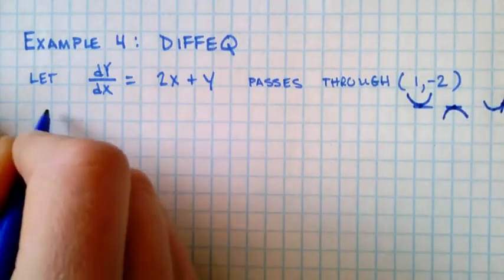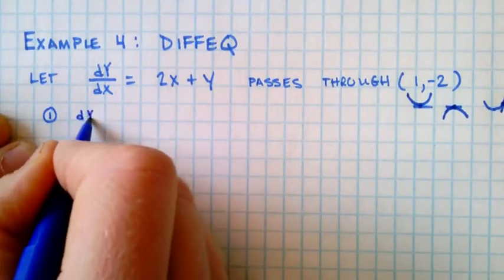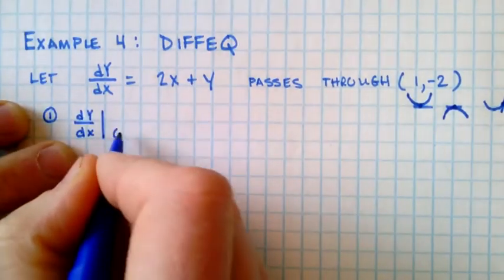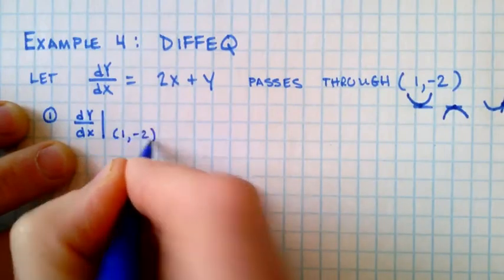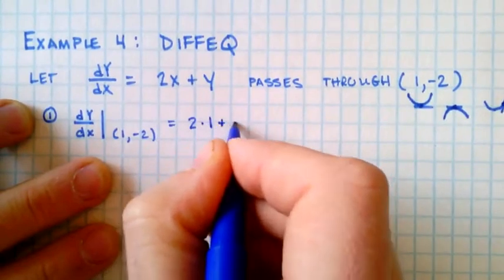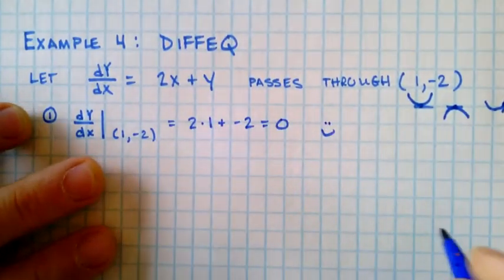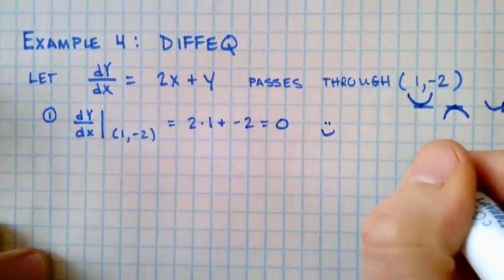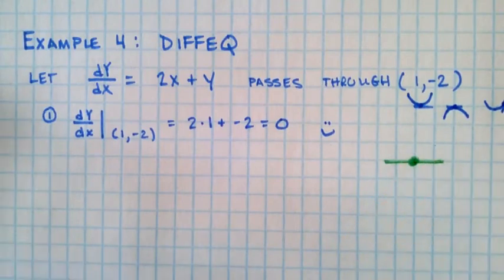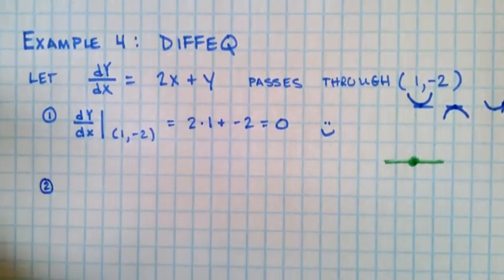Okay, so this is a two-step problem. The first is you need to figure out whether this is in fact a critical point. So I'm going to take the derivative and I'm going to plug 1 comma negative 2 into it, getting 2 times 1 plus negative 2, which is equal to 0, which means, yes, we are dealing with a critical point. We know this is a point where the slope is 0. So step 2 is to apply the second derivative test.